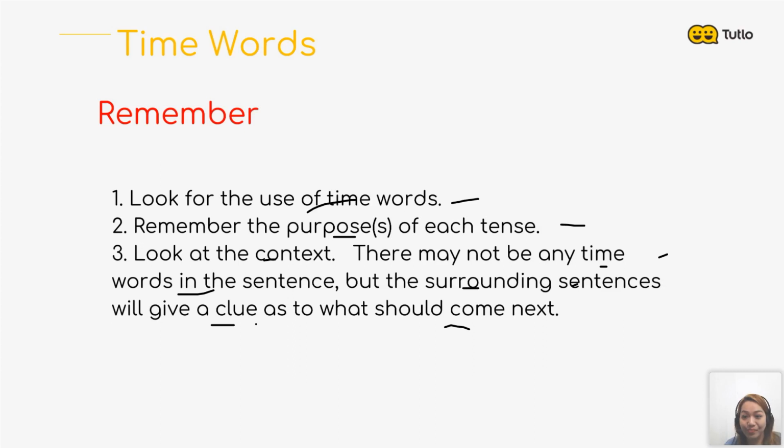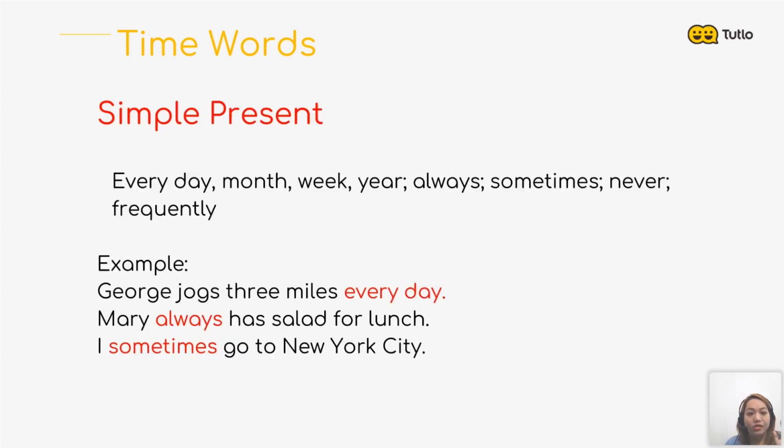Okay, here it is. First is simple present. When we're talking about simple present, it means that you're talking about something that is happening every day, every month, every week, every year, always, sometimes, never, and frequently.